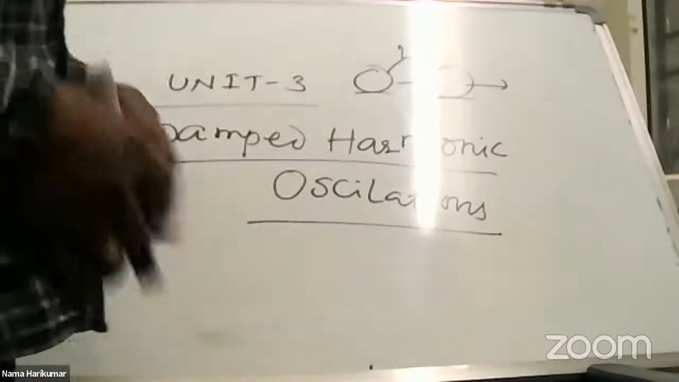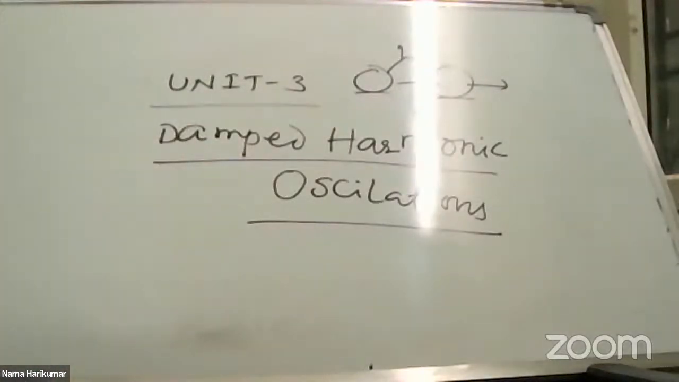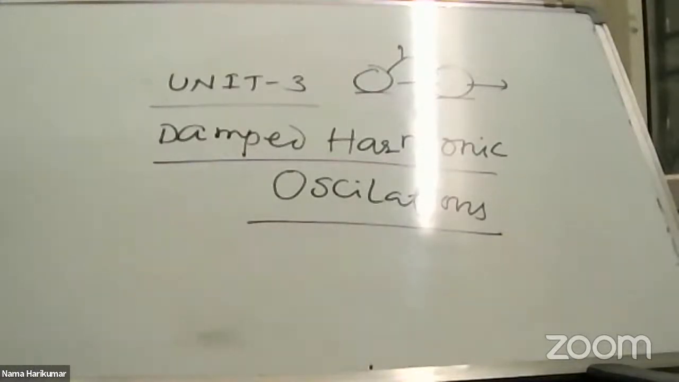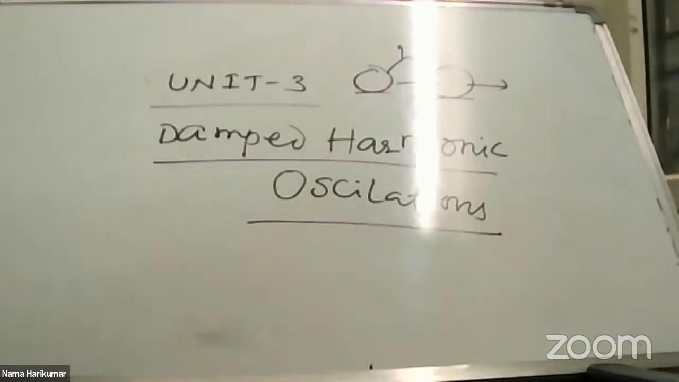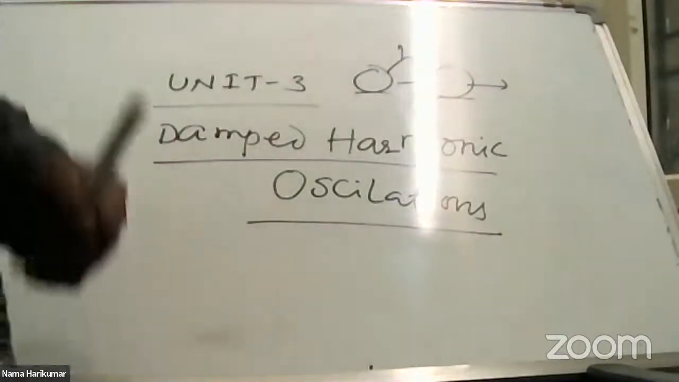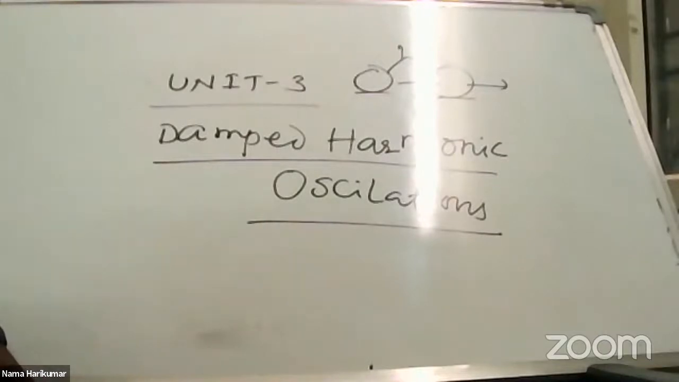In the same way there is damped harmonic oscillation. Harmonic oscillations mean motion or vibrations. When we add vibrations to the system, an opposing force is applied to the vibrating system. The first force is the frictional force.